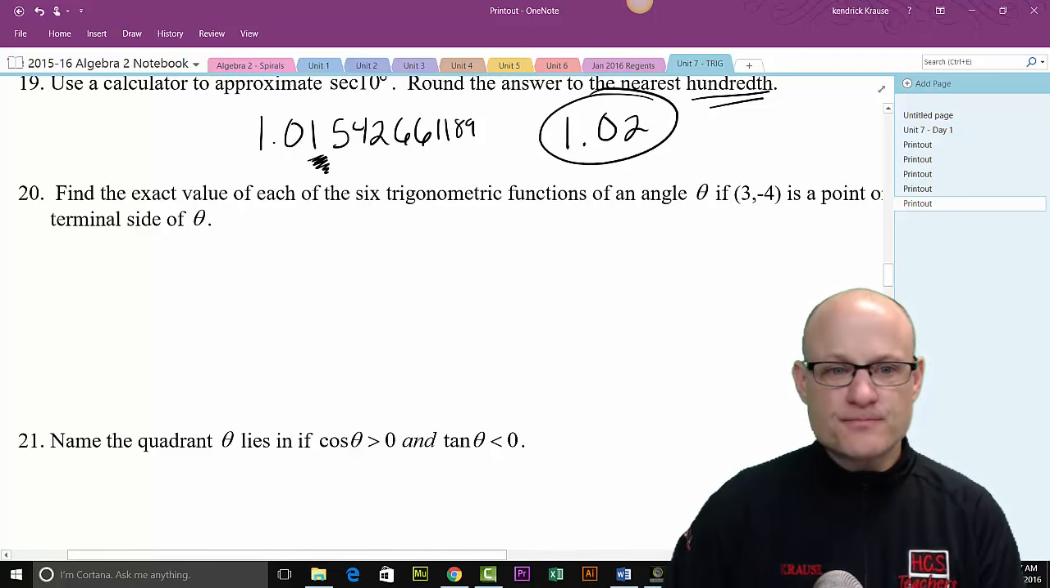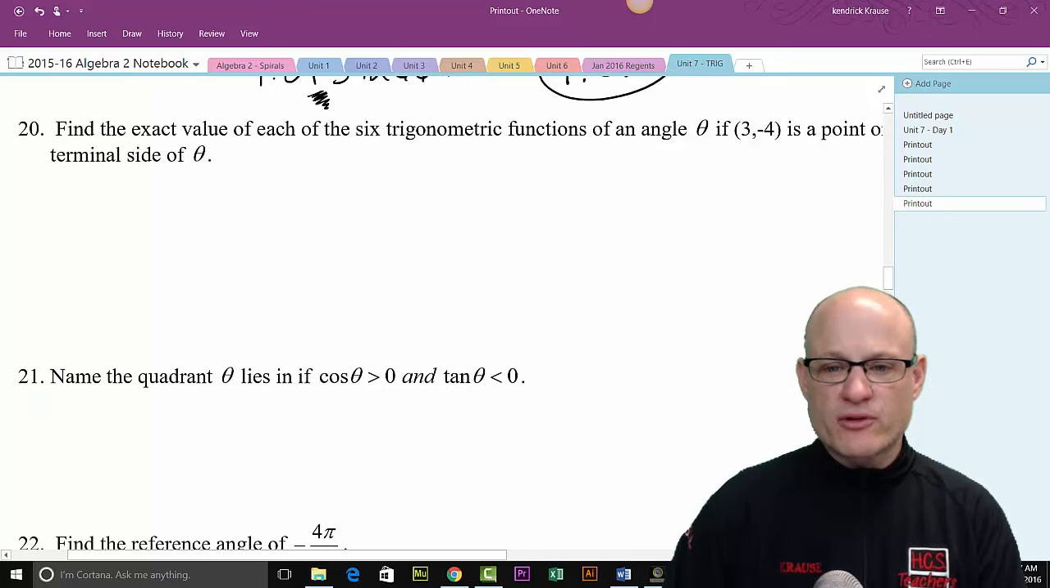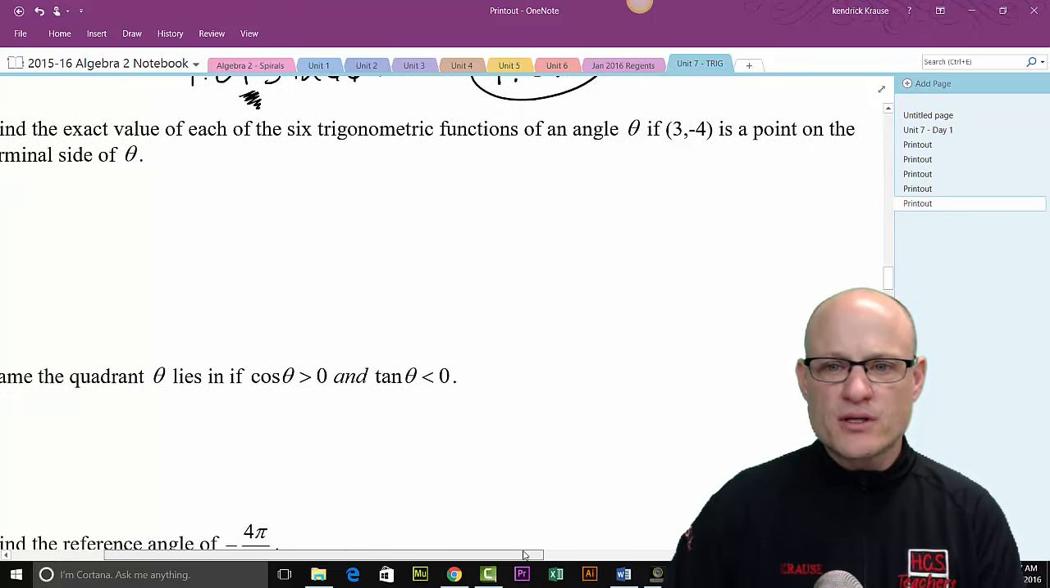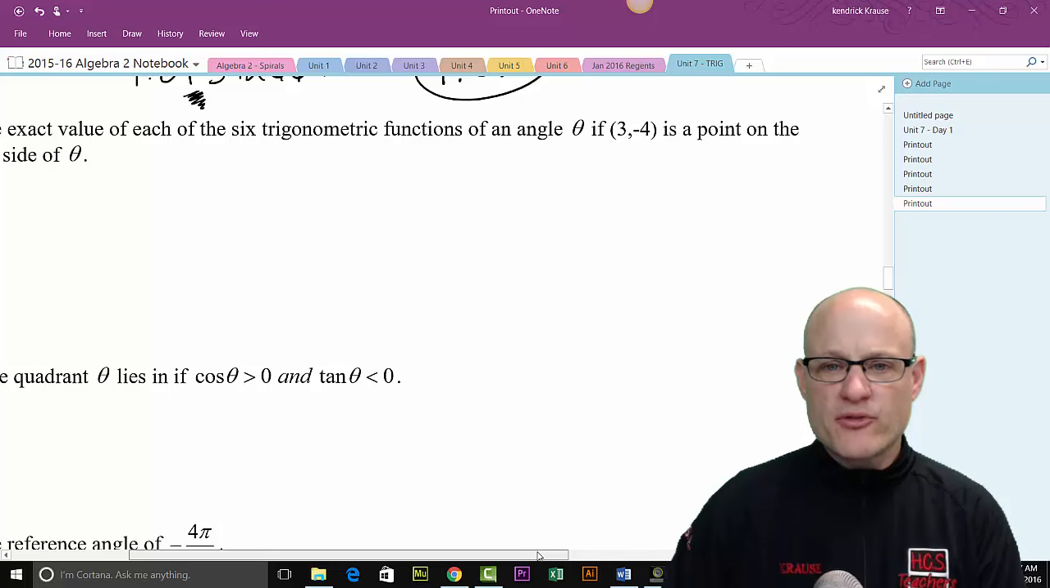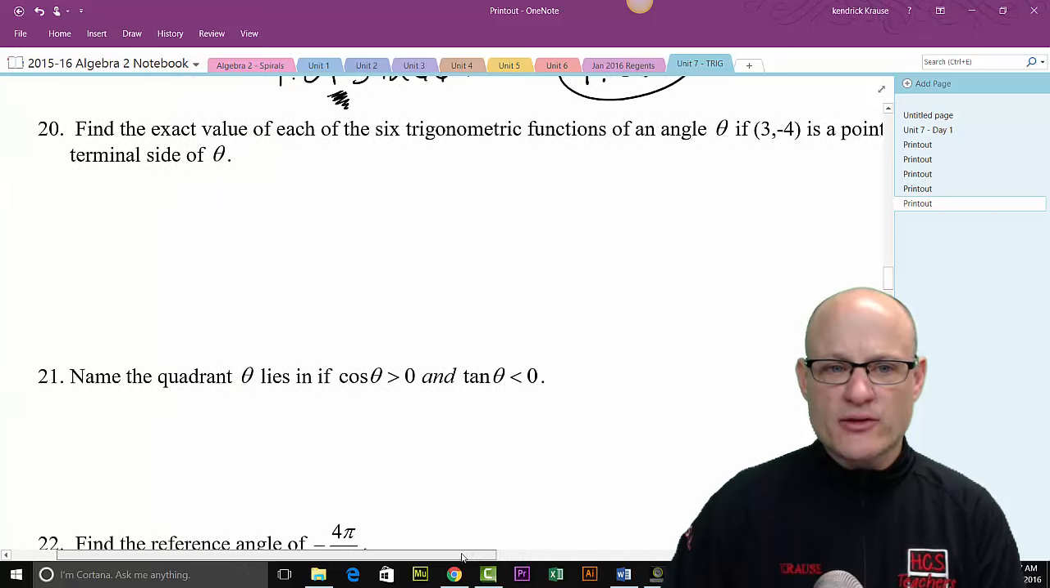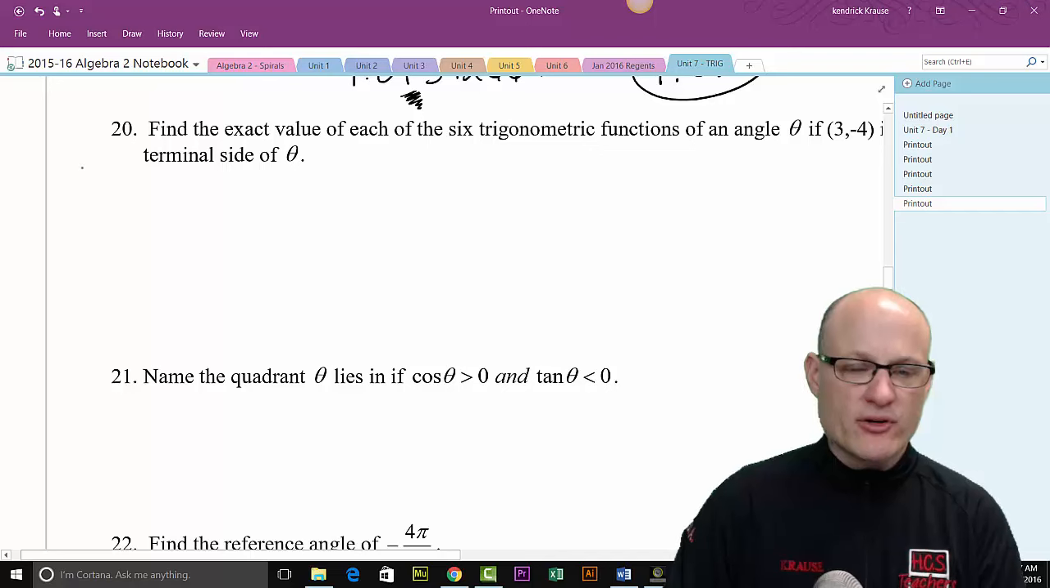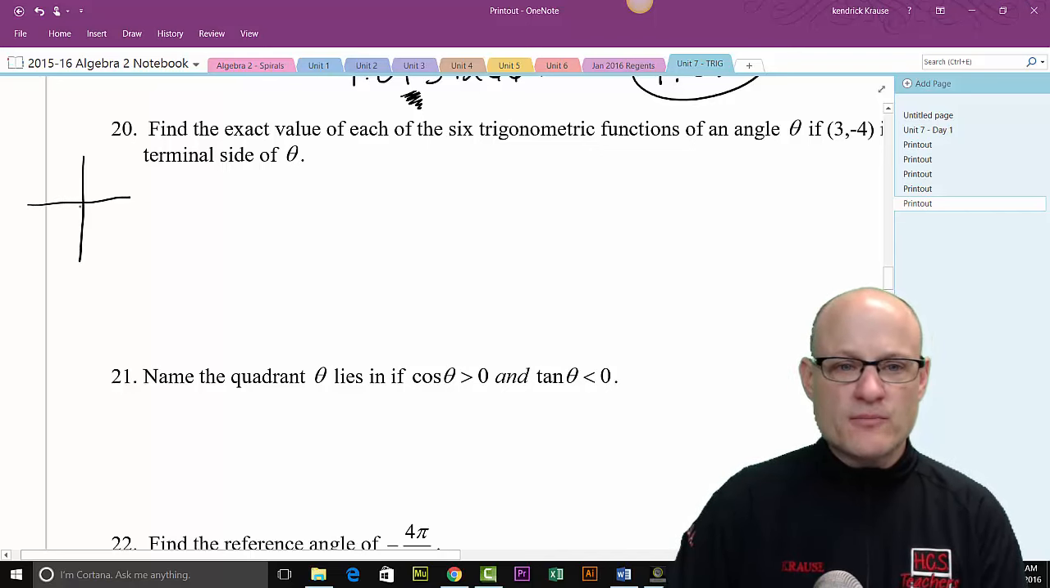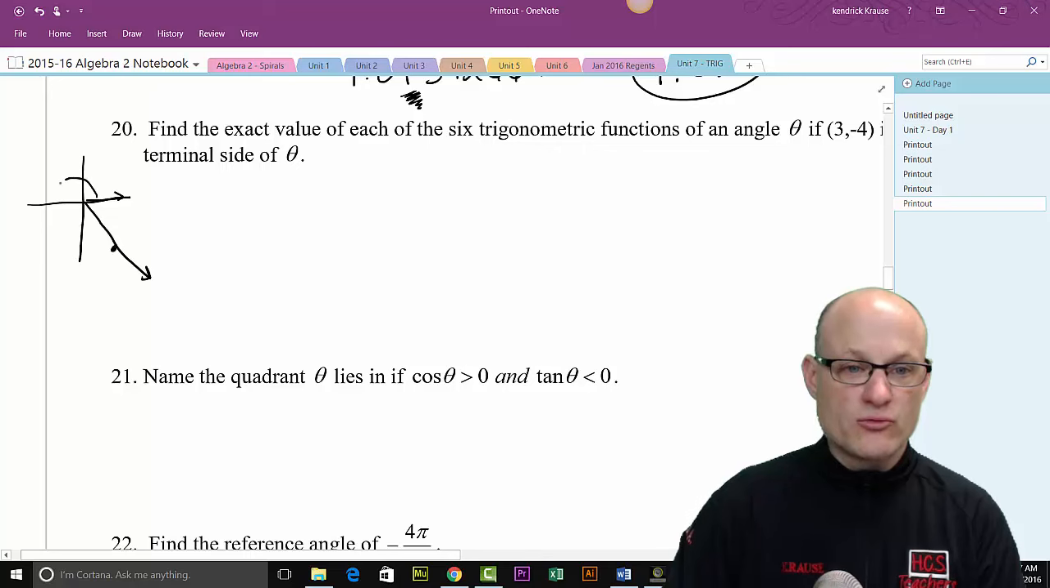Find the value of the 6 trigonometric functions if 3, -4 is a point on the terminal side. So again, what I have here is I've got this point 3, -4, right here. It's on the terminal side of my angle. My angle would be here. There's my angle. But we're not going to use that. We're going to use this triangle right here.